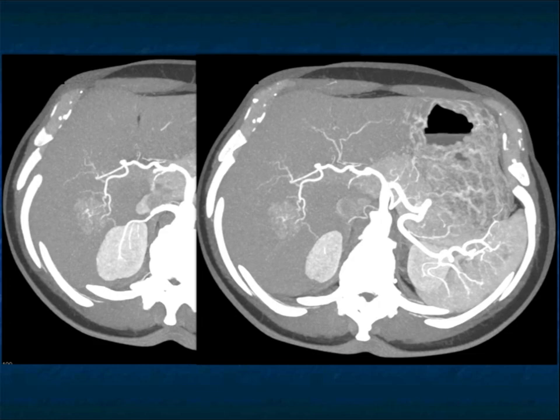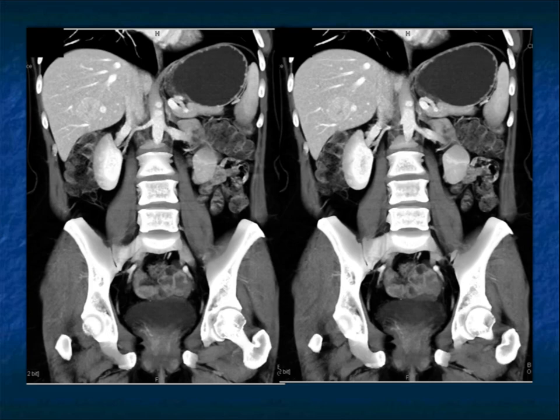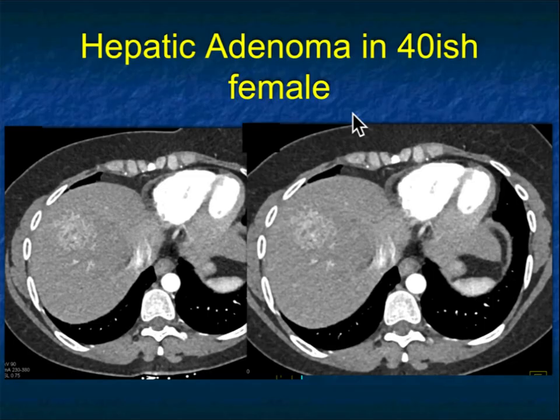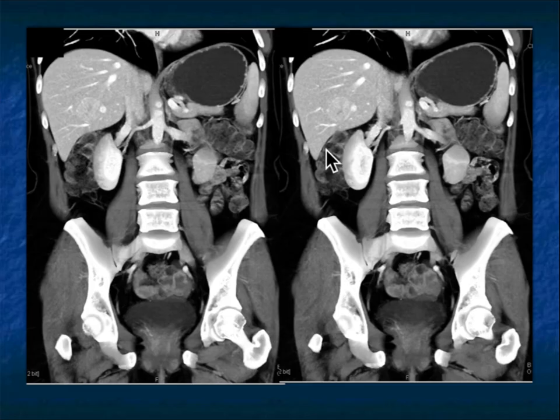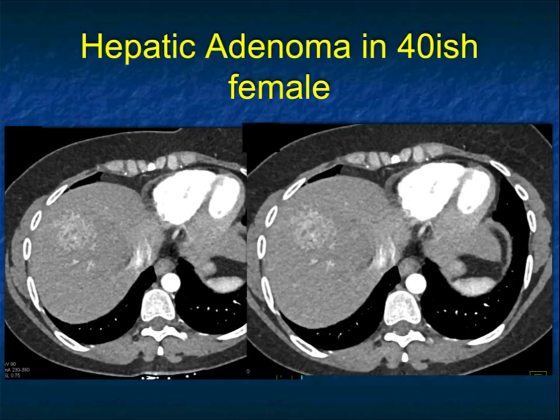FNH typically has a central scar. The vessels here are small, and it's hard to call them neovascularity. But if you look at the lesion as it washes out on venous phase, it's less well defined, but you still see it. It's still not becoming isodense. You also have enhancement of what looks like a pseudocapsule around the edge of the lesion. That's something you're going to see with hepatic adenomas and not FNH.